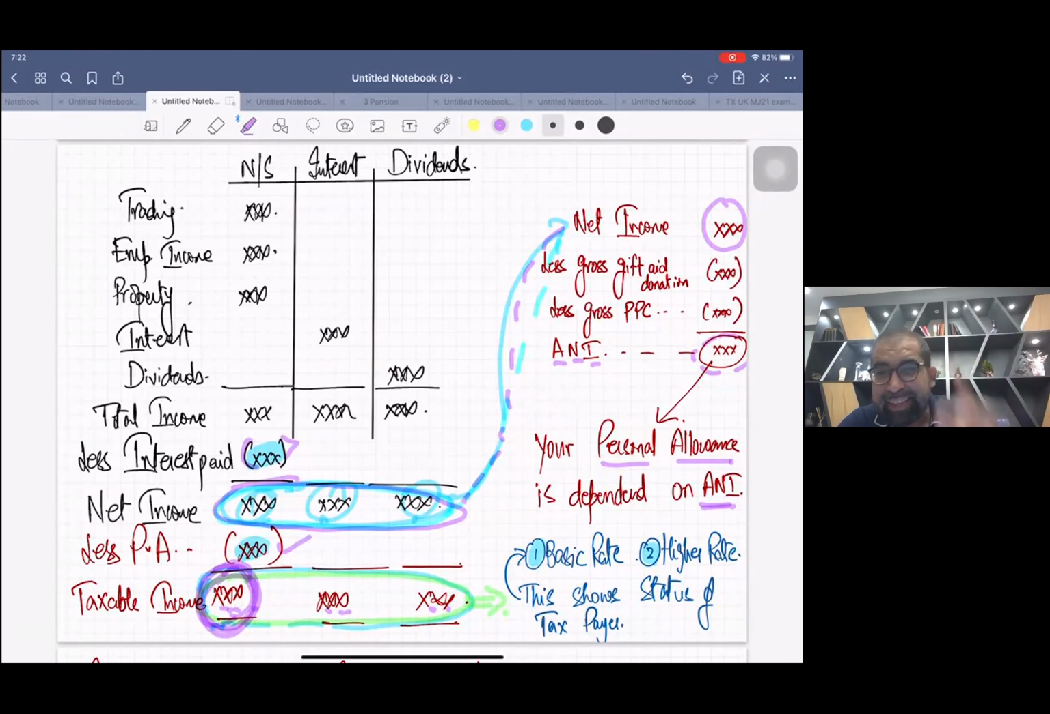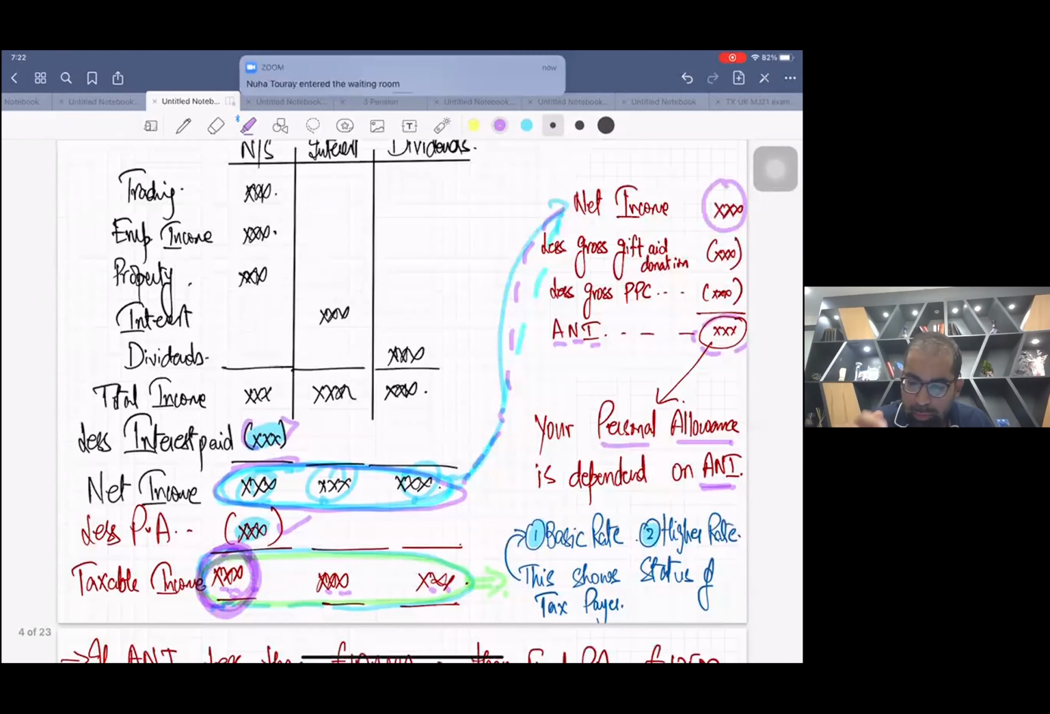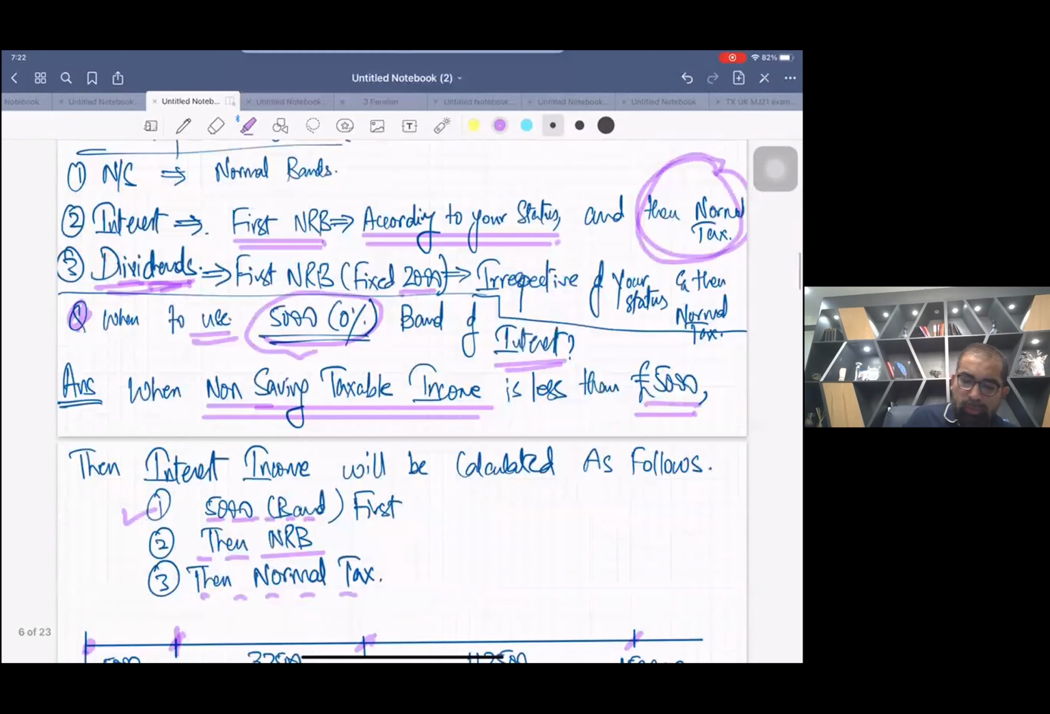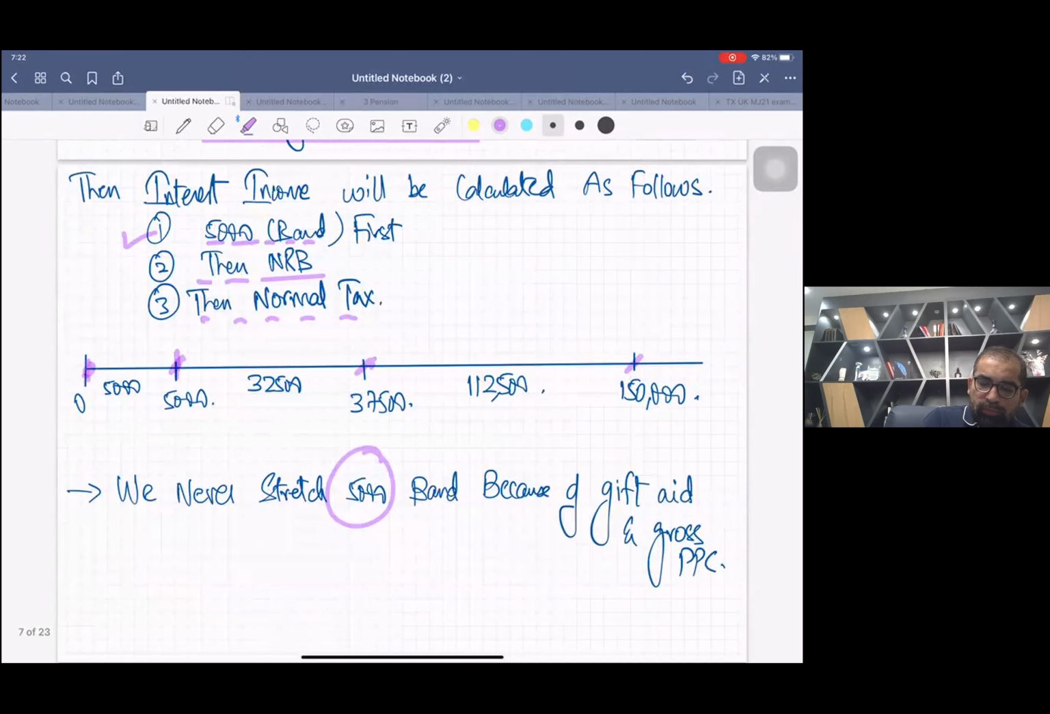In that case, now you need to use this 0% band. And the band allocation will be, look here: 0 to 5,000, then 5,000 to 37,500, then 37,500 to 150,000. This will be your band breakup.